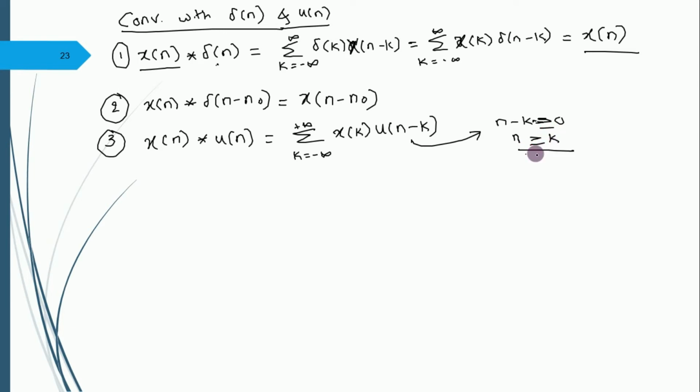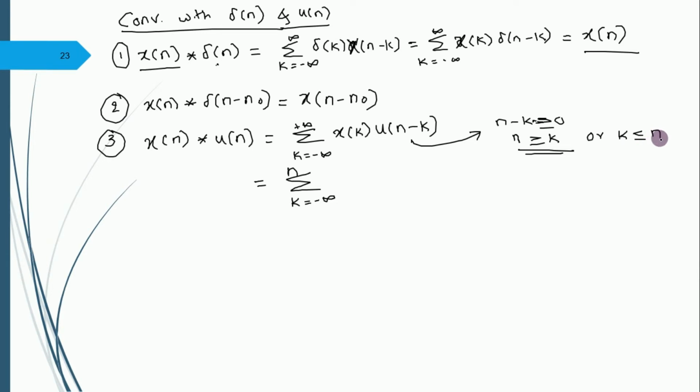So in this case, this particular function will have non-zero value, or else I can also write it as k less than or equal to n. Why do I write like this? Because summation is with respect to k. So summation k is equal to minus infinity till n. If I write only in this region, your u of n minus k will give you non-zero value. Rest everywhere it is 0. 0 multiplied with x of k is 0 itself, so no need to compute it. So that's why only in this range.